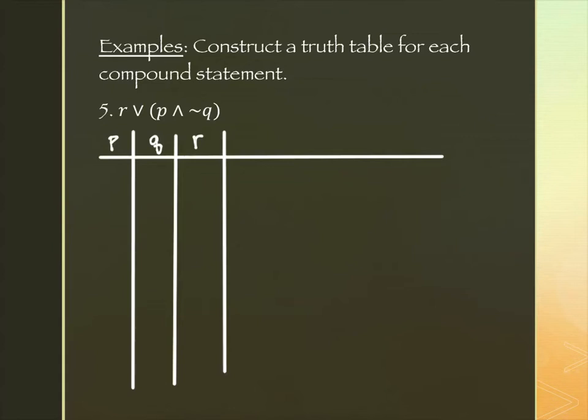Okay? So the first option is that they're all true. The second option is that the first 2 are true and the last one's false. The third option is the first one's true and the middle one's false and the last one's true. The fourth option is that the first one's true and the last 2 are false.